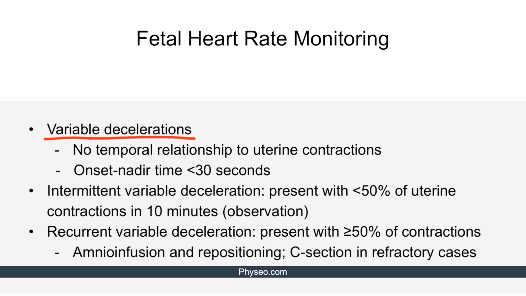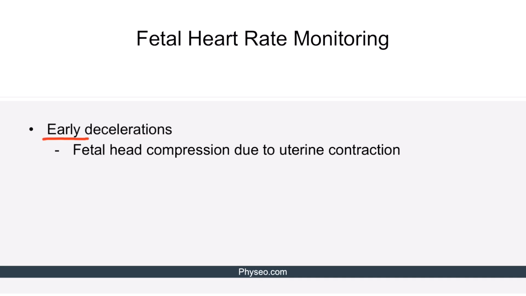Additionally, they're abrupt because the onset to nadir time is less than 30 seconds. Intermittent variable decelerations are the ones present with less than 50% of uterine contractions in 10 minutes. In contrast, recurrent variable decelerations are present with greater than or equal to 50% of uterine contractions. Observation is usually sufficient for intermittent variable decelerations. However, for recurrent variable decelerations that do not respond to conservative measures like maternal repositioning and amnioinfusion, emergent C-section may be needed. Let's move on to early decelerations.